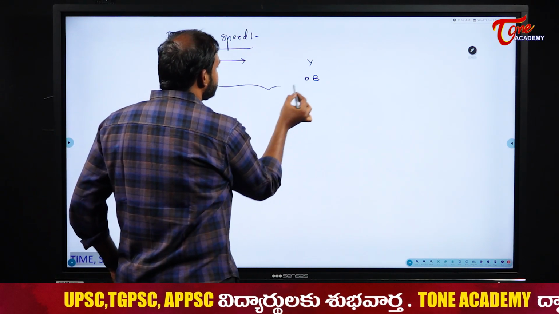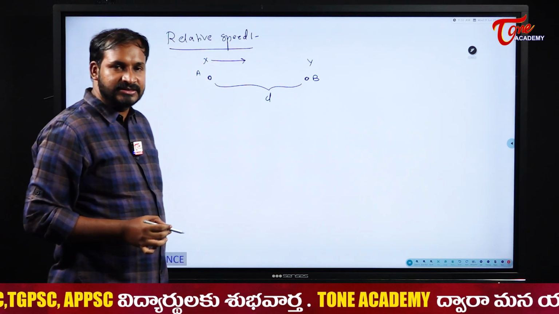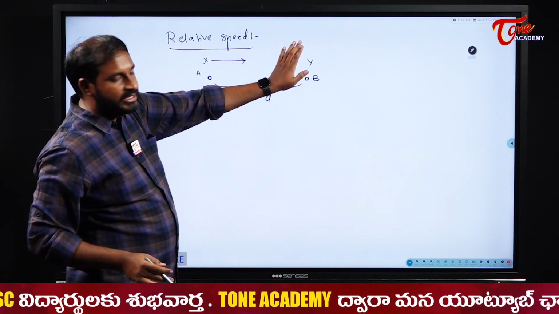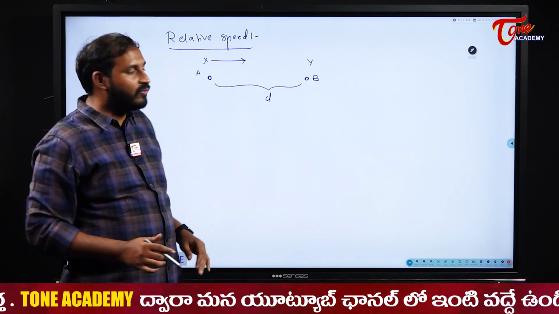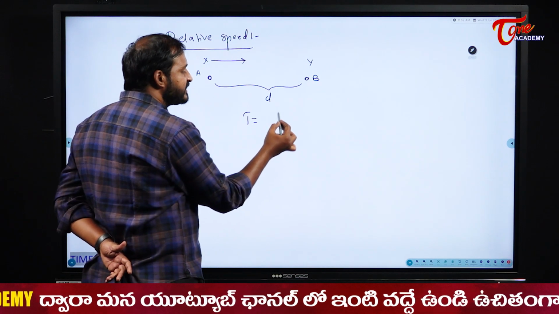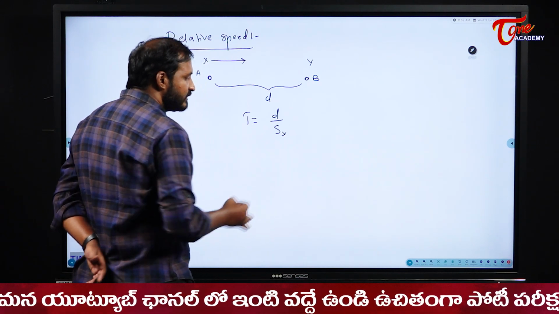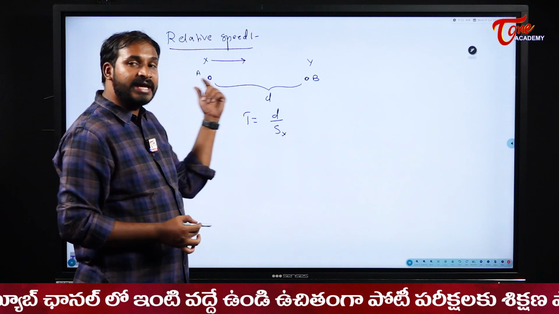Assume the distance between these two is some D. Here Y is stationary. X only should travel all the distance and then he should meet Y. So what is the time taken to meet Y? Distance by speed of X, D by speed of X. Why? Because only X is moving.